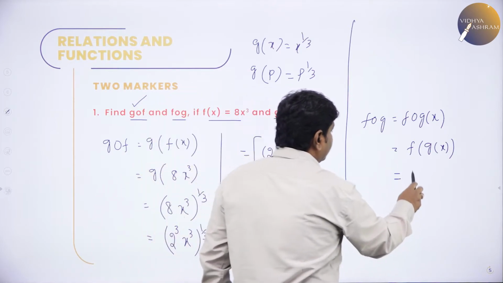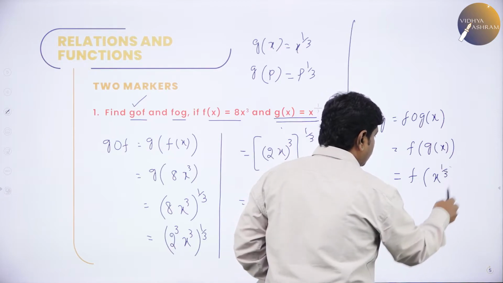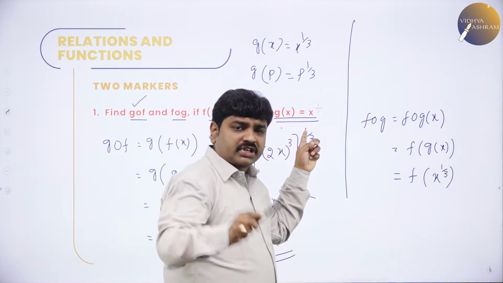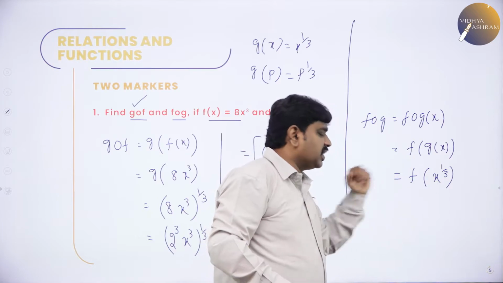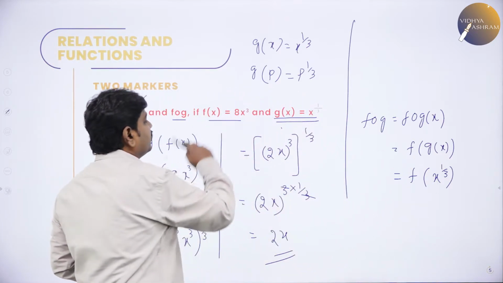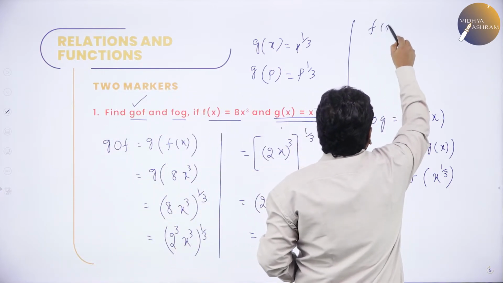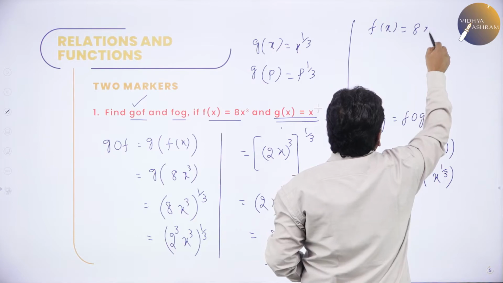So let the outside f be as it is. G of x is x power 1 by 3. I am writing the g of x value by seeing the question. Now what is f of x power 1 by 3? F of x is 8x cube. F of x is what? 8x cube. They have defined f of x in the question.